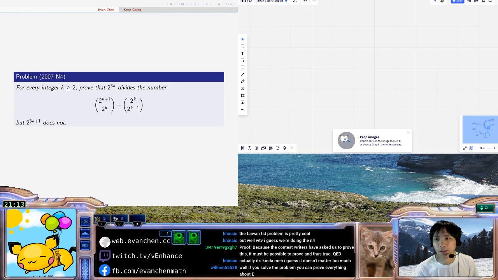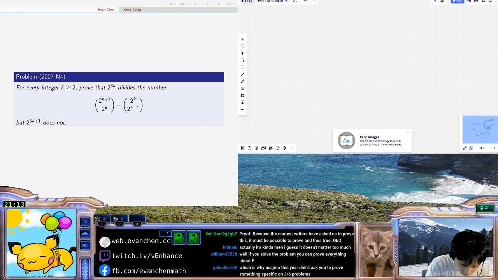Okay, N4. I have some expression. So, oh my god. So I'm gonna just start by writing the factorials. I think I have to start that way. So here's 2^(k+1) factorial over 2^k factorial, 2^k factorial. And then you subtract off 2^k factorial over (2^(k-1) factorial)(2^(k-1) factorial).